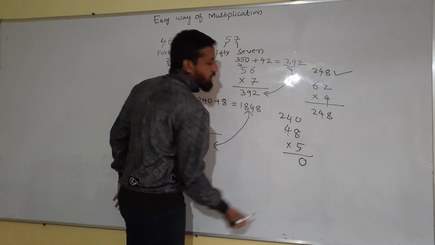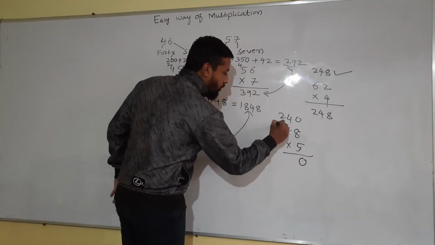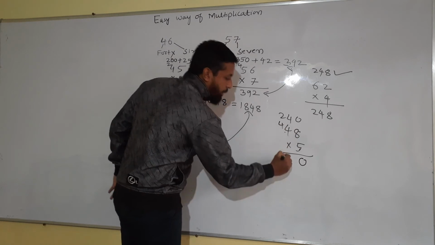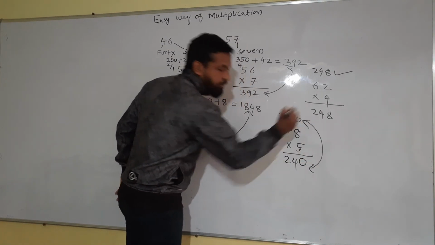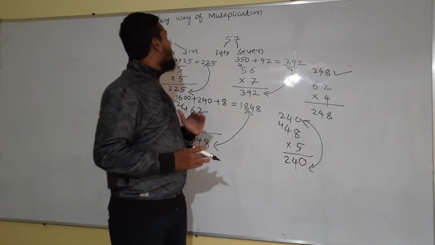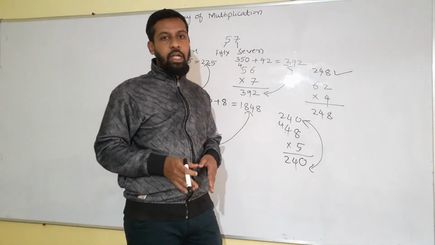Now 5 8s are 40. We'll solve like this: 0, then 4 carried. 5 4s are 20, 20 plus 4, 24. See, both the answers are the same. So this is the easy way of multiplication.